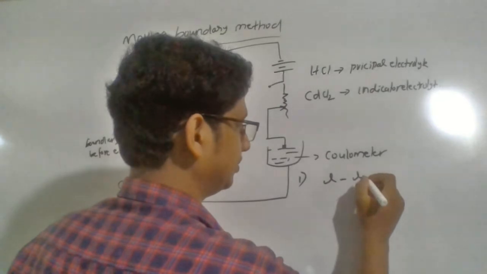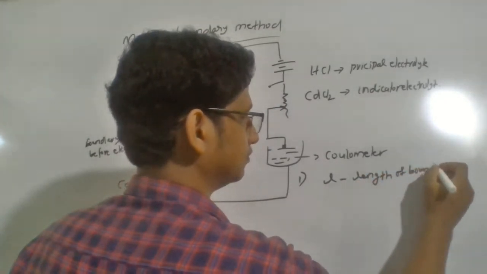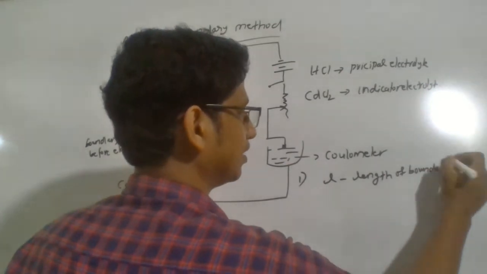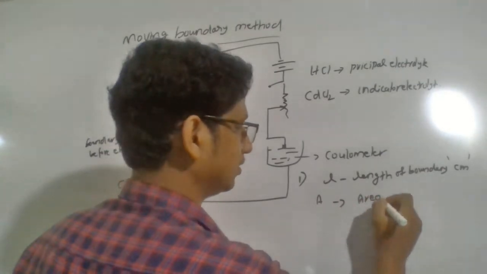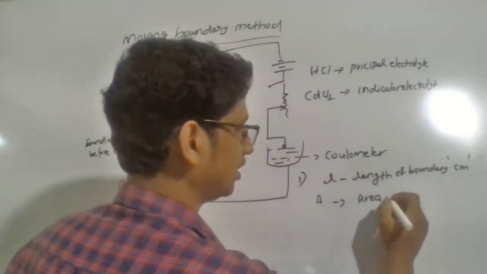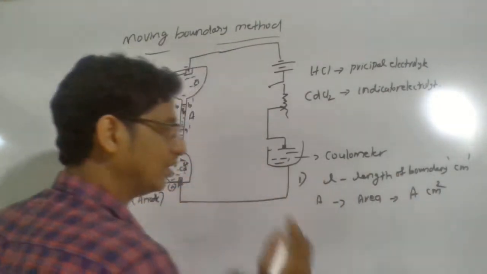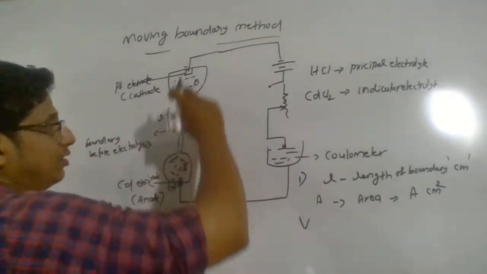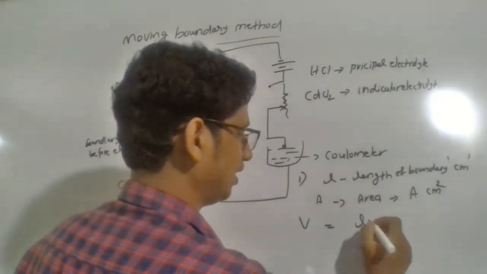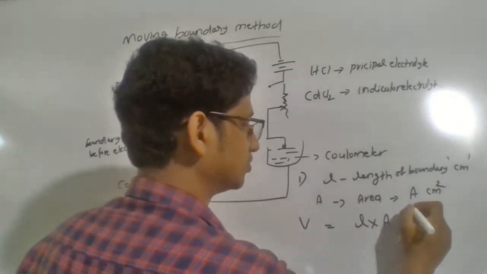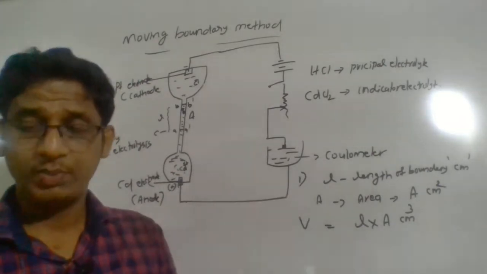L is the length of the boundary that is covered, in centimeter, and A is the area of that boundary portion, in centimeter square. Then the volume between these two boundaries will be length into area, that is L into A centimeter cube. So that is the volume covered between the two boundaries.